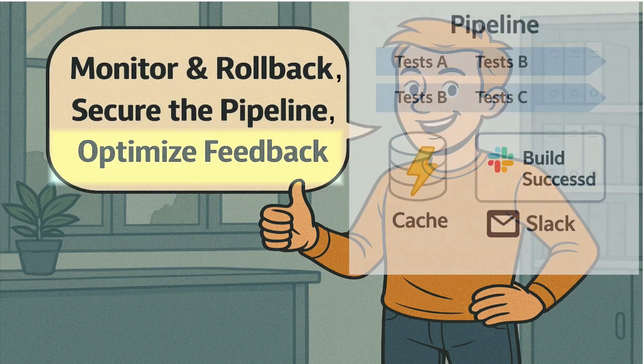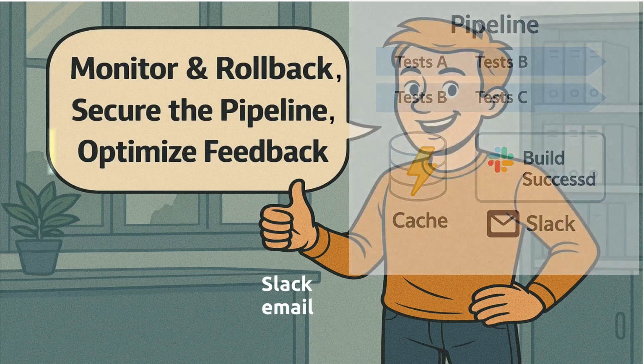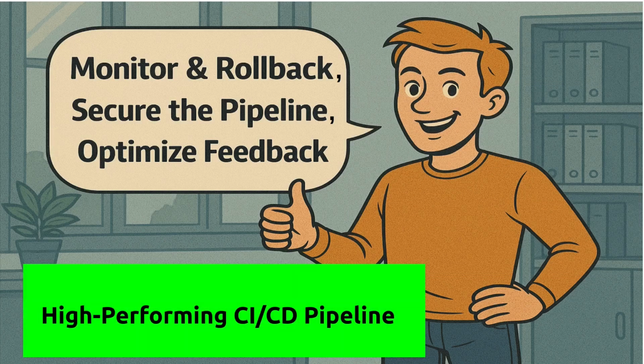Ninth, optimize for speed and feedback. Use parallel jobs, caching, and lightweight containers. And make sure to send build or test notifications to your team via Slack or email. And that's how you build a high-performing CI/CD pipeline. Step by step, slide and screenshot time.